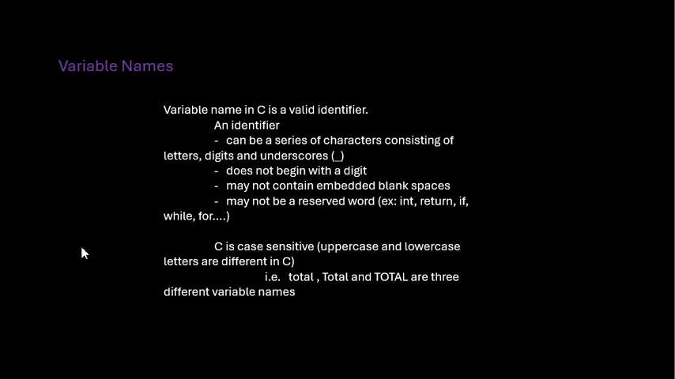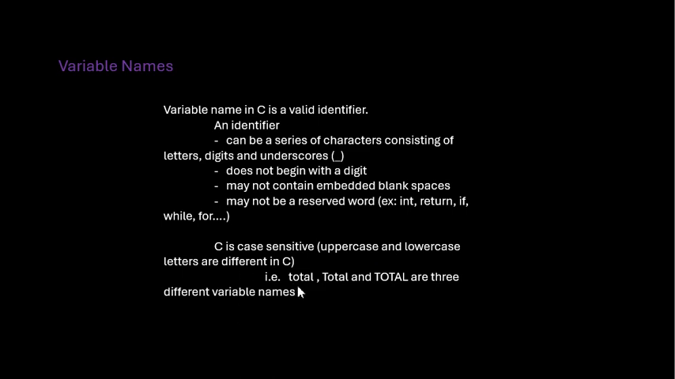When we pay our attention to variable names, a variable name in C is a valid identifier. An identifier can be a series of characters consisting of letters, digits, and underscores. A variable name does not begin with a digit, may not contain embedded blank spaces, and may not be a reserved word like int, return, if, while, etc. C is case sensitive. That means uppercase and lowercase letters are different in C.